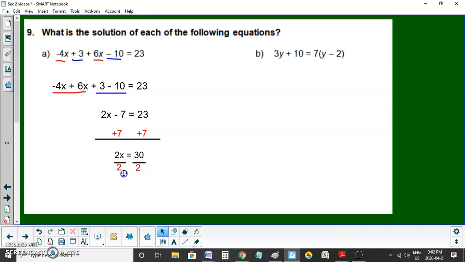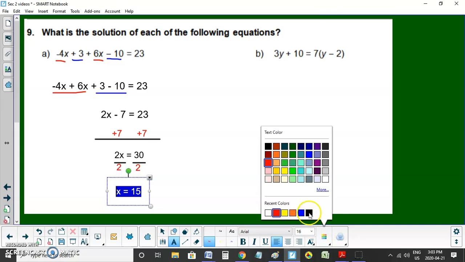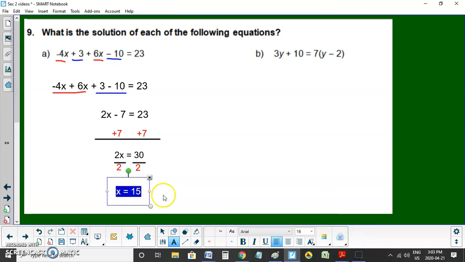And 2 divided by 2, that's 1x. So that's what you want. 1x. x equals 15. And there's your answer. x is 15 is the final answer for that one. Now what you can do is take the 15 and plug it back into here where the x is, and see if it does equal 23. So negative 4 times 15 plus 3 plus 6 times 15 minus 10, it should give you 23. I'll leave you to try that.